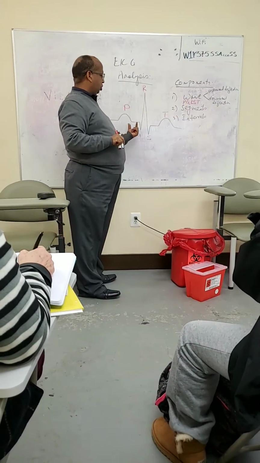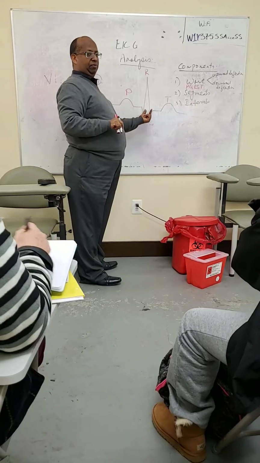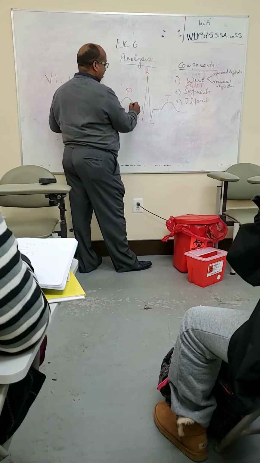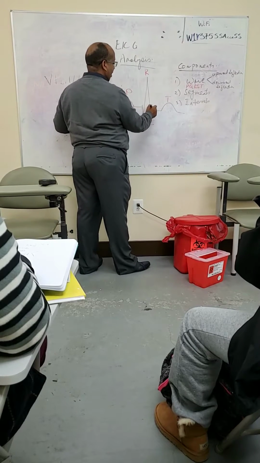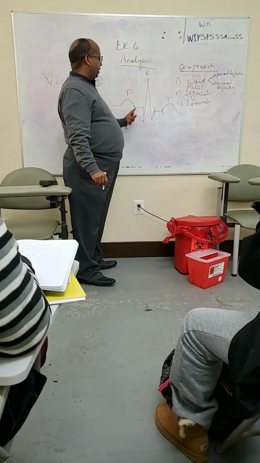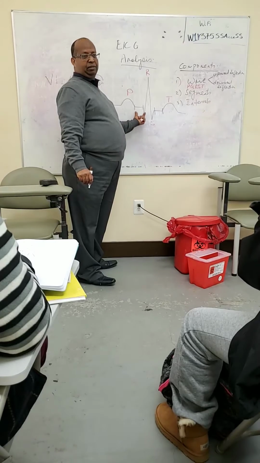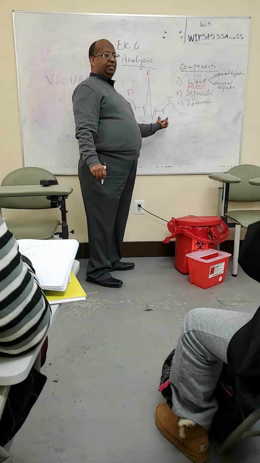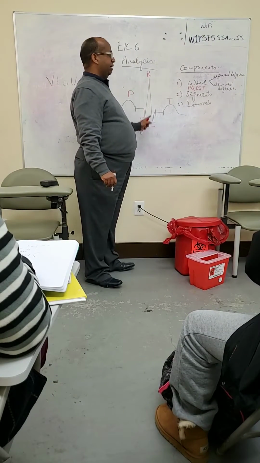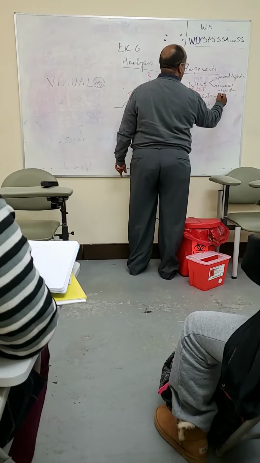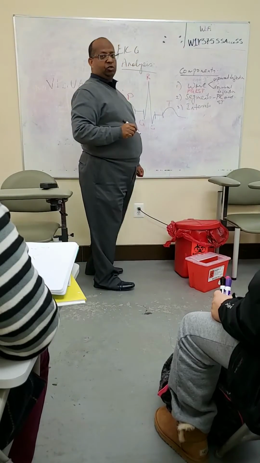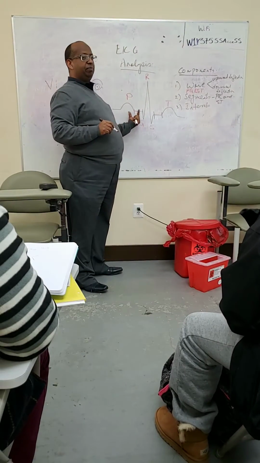Then we have what we call segments. Segments are those lines in between the waves. So in this case you can see we have one segment here, and we have another segment here. This one is called the PR segment, and this one is the ST segment. So we have two kinds of segments, PR and ST segments. Basically these are the lines in between the waves.